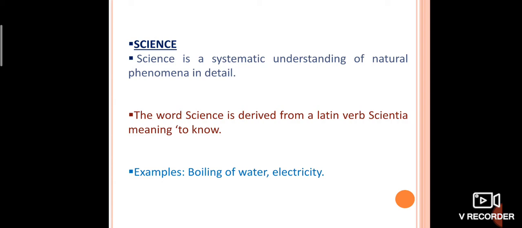Now, let us move to the branches of science. Science is a very vast subject. The branches of science are physics, chemistry and biology. Now, let us understand what is physics.